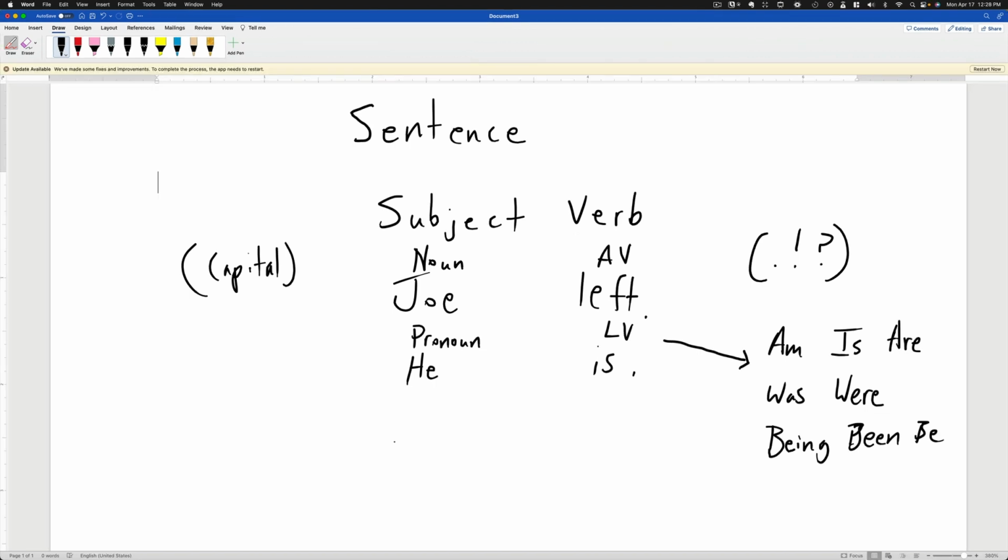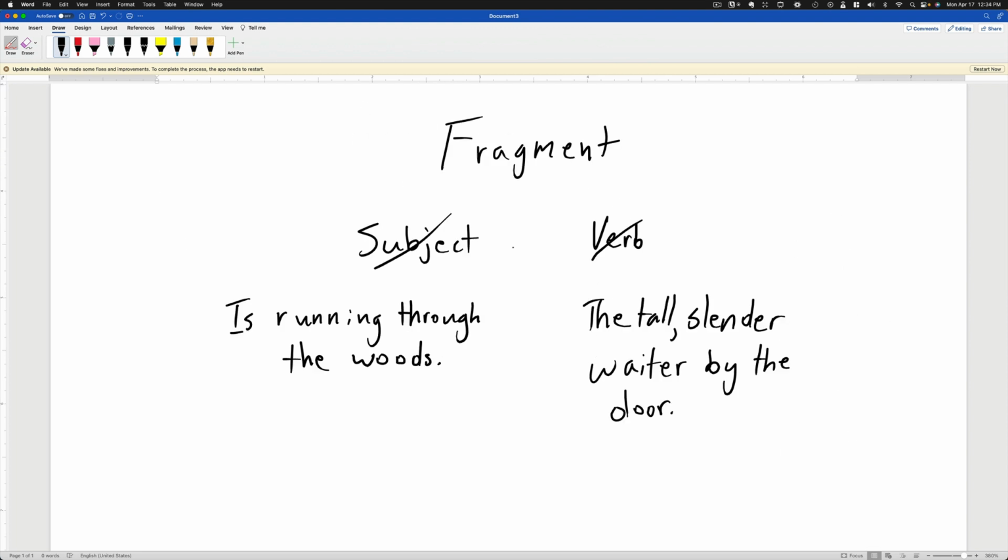Let's look at two mistakes students often make. One is to write a fragment. A fragment is an almost sentence. It's missing either a subject or a verb. For instance, if it's missing a subject, it might read something like this: Is running through the woods. We've got a verb, but who is running through the woods, or what is running through the woods?